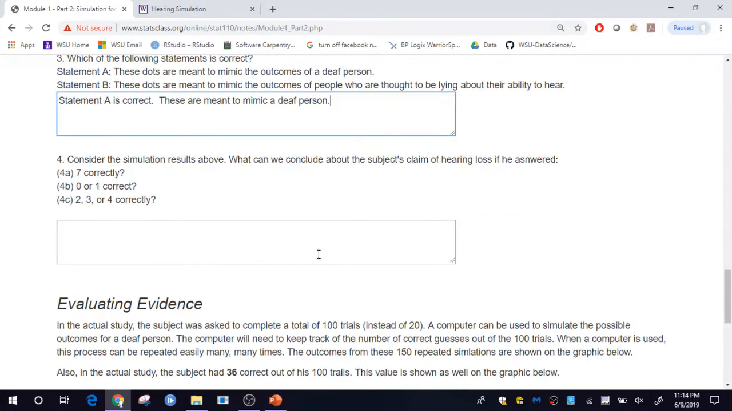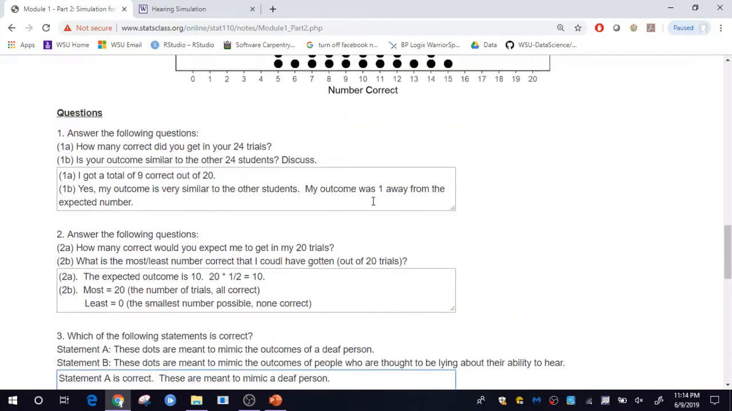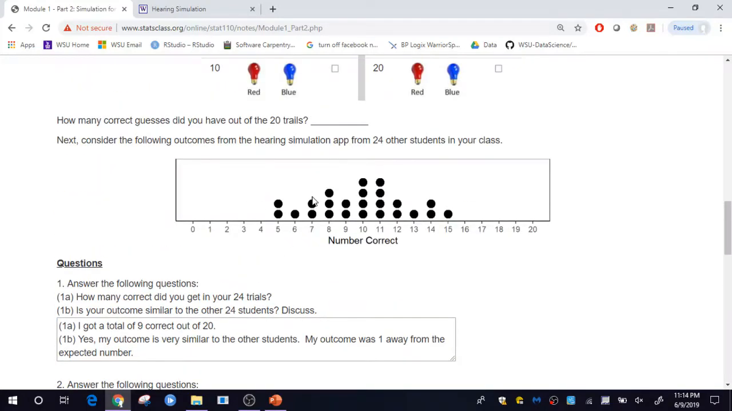How about question 4? Consider the simulation results above. What can we conclude about an individual that gets 7 correct? Let's go back up to the graph a minute. If an individual gets 7 correct, they're going to be right here, so they're within the realm of the deaf people. Even though 7 is slightly below what I would expect for a deaf person, it's still within the realm of what deaf people would produce.